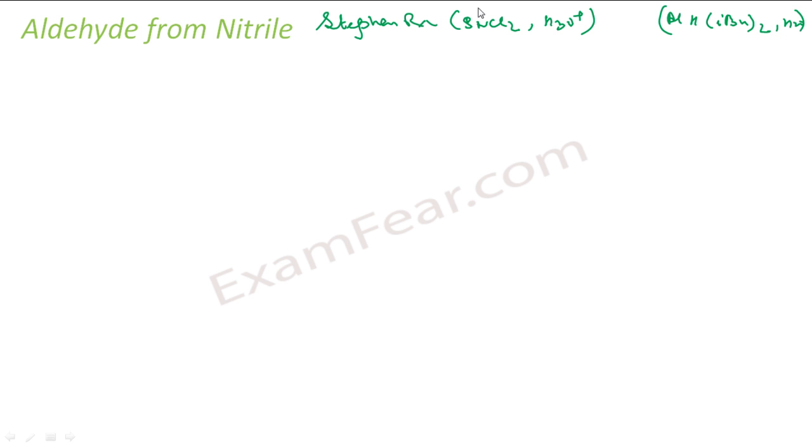Two ways. Let's discuss the first one, the Stephen reaction. So here I have a nitrile. I use stannous chloride. Stannous and Stephen, the name matches, so it is a good memory tip to remember this. SnCl2 to add with HCl. Some acid is required to form imine, and this on hydrolysis will give me aldehyde.